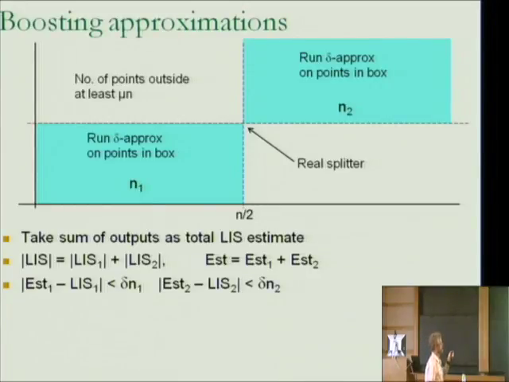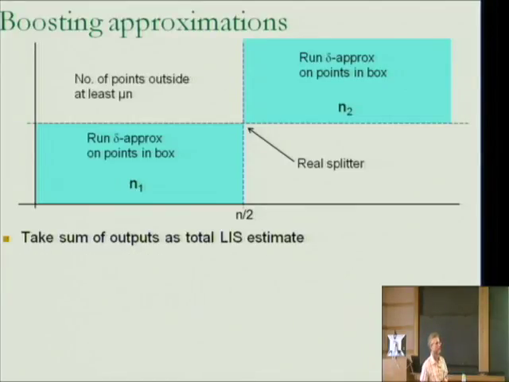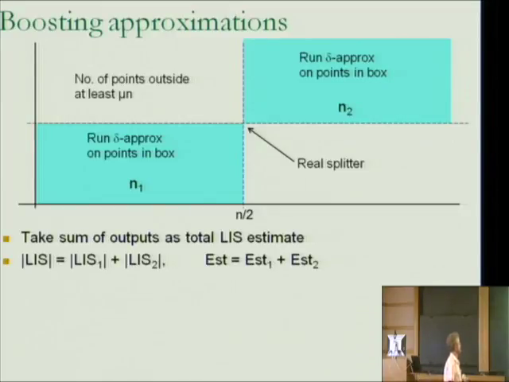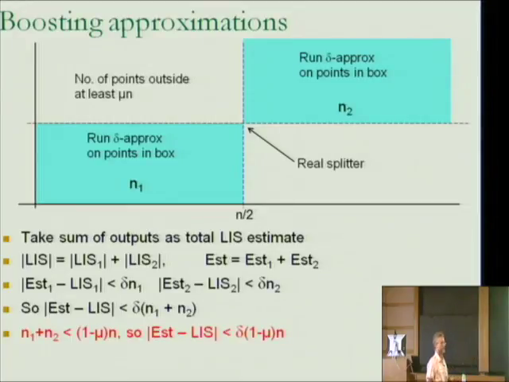Wait, how do you get a two-sided... Oh, I'm sorry. I forgot to say something. How do you get a two-sided approximation recursively? Oh, that's your assumption about the recursive algorithm. Yeah, that's right. Now, N1 is not the number of indices. It's not that N1 plus N2, N1 is not N over 2. N1 is the actual number of indices whose value falls in the blue box. So what happens is the estimate minus LIS, the error, is delta times the sum of N1 plus N2. But N1 plus N2 is less by a factor of 1 minus mu.